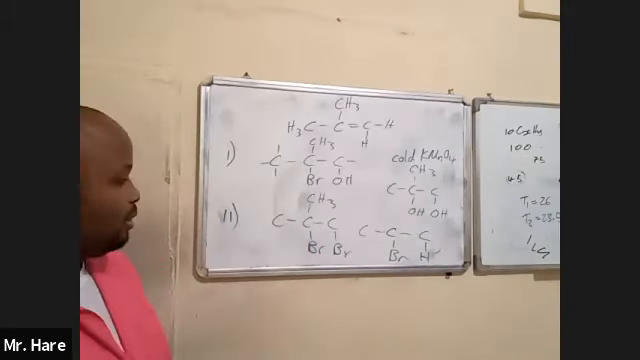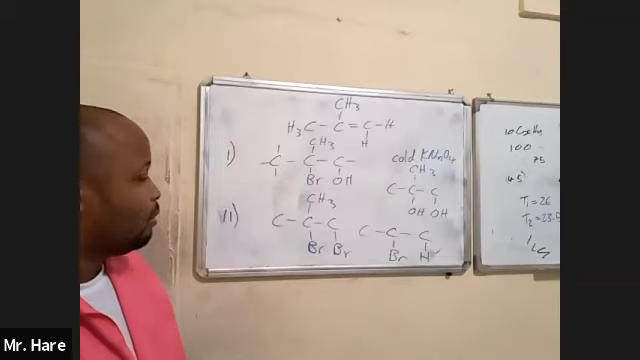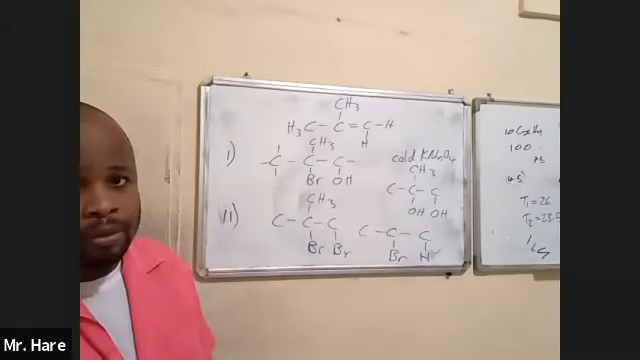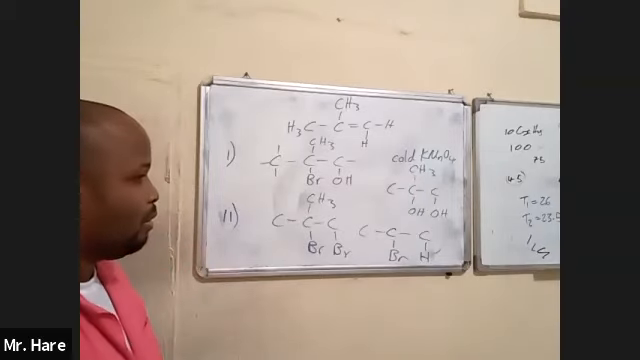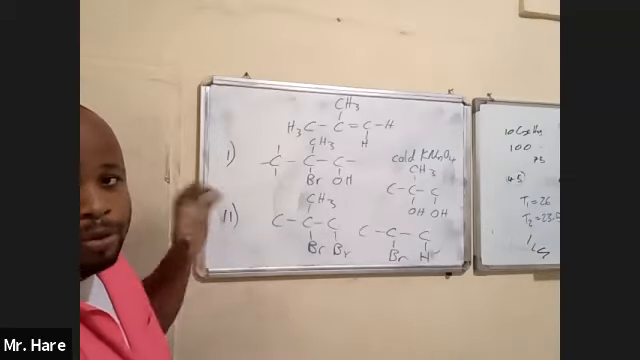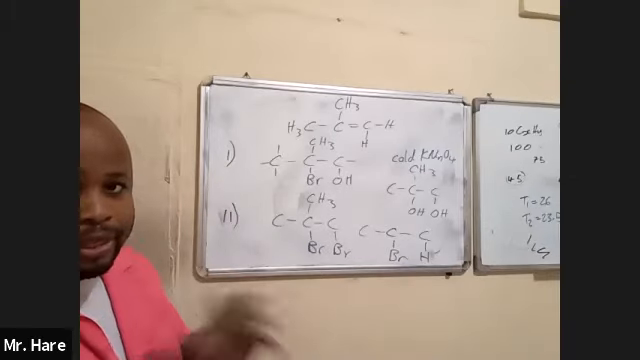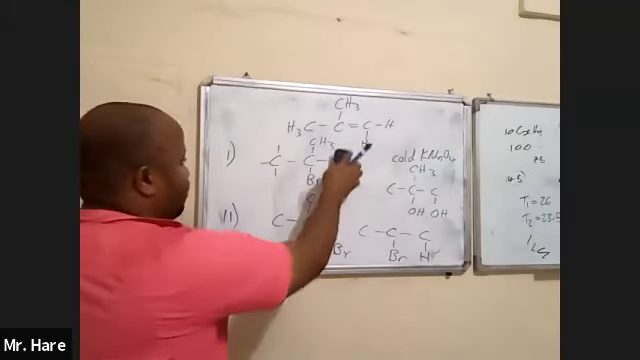With the hot acidified potassium permanganate, they're saying that it can turn into a carboxylic acid, ketone, aldehyde, or carbon dioxide and water. That is what I'm going to explain when I get to each.